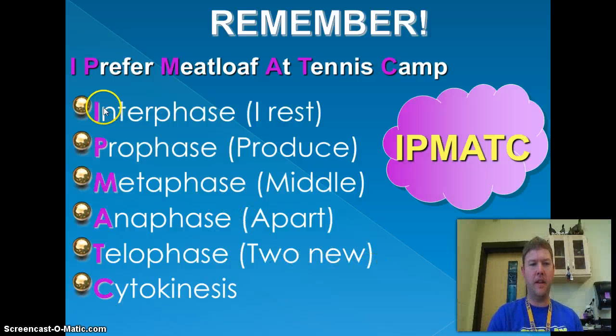Now remember, the interphase, I stands for I rest. It's the I rest stage. P for prophase stands for produce. This is where we begin to produce the new cells. Metaphase is the middle part. That's where we see everything lined up right down the middle of the cells. Anaphase, A stands for apart. We start to see everything pull apart. Telophase is where we start to actually see the 2 new cells form. Cytokinesis is we're apart. Brand new, 2 new cells that are identical. So IPMATC, I prefer meatloaf at tennis camp.